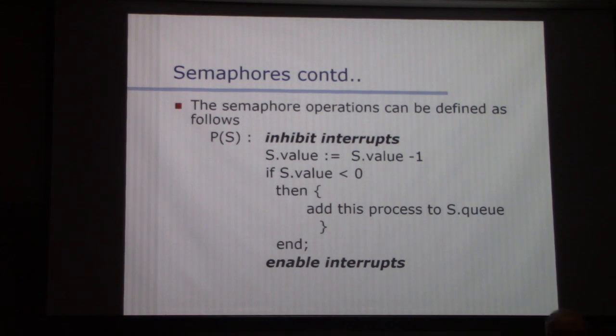Process 2 is running, executes an instruction and applies the P operation. The value of the semaphore is decremented by 1. Is the value less than 0? Is S less than 0? Yes. And when it's yes, we add this process to the semaphore queue and it is blocked, because we move it to the other state.